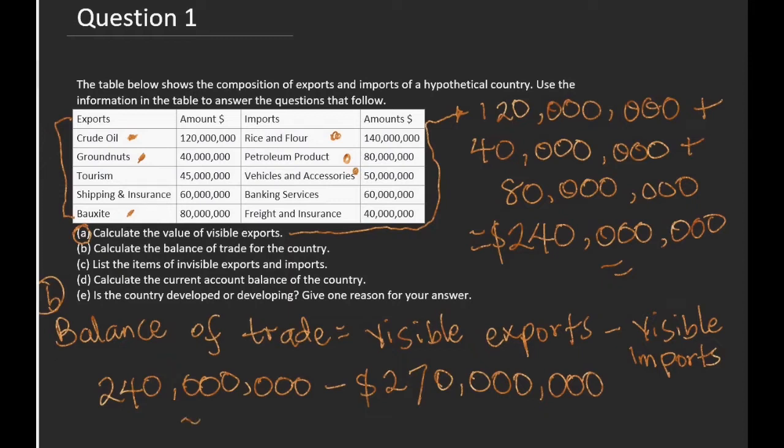Now if you punch this into the calculator, you are going to get a negative answer, because 270 is definitely bigger than 240, so your answer will be minus 30 million. Now what I have is the balance of trade for the country. Please don't forget the formula. Balance of trade is the total visible exports minus total visible imports.